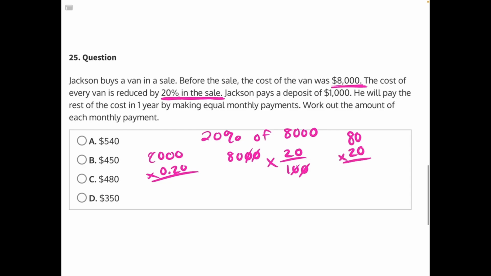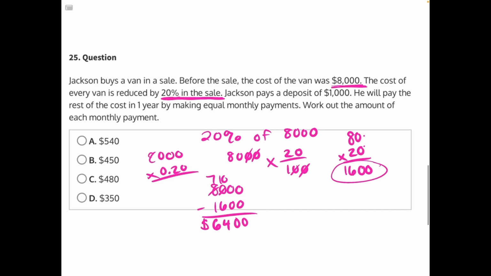And you could multiply this out this way, or you could say 8 times 2 is 16, add the 2 zeros, and you have 1,600 right away. Again, very fast. So now let's take $1,600 and subtract that from 8,000. 0, 0, we'd have to borrow here. 10 minus 6 is 4, 7 minus 1 is 6. So the sale price of this car is $6,400.